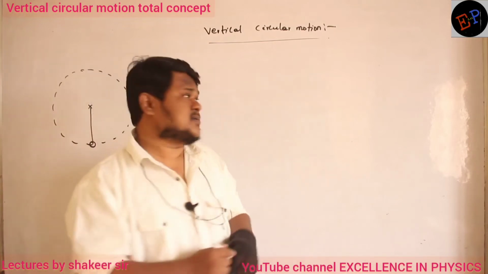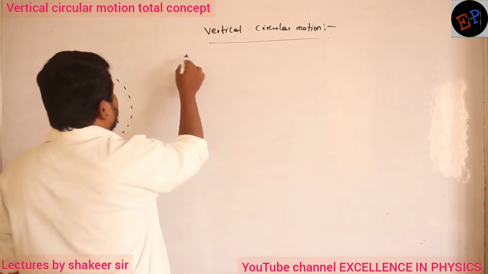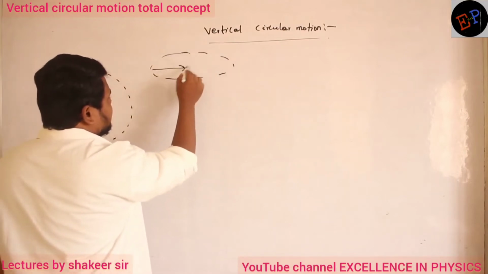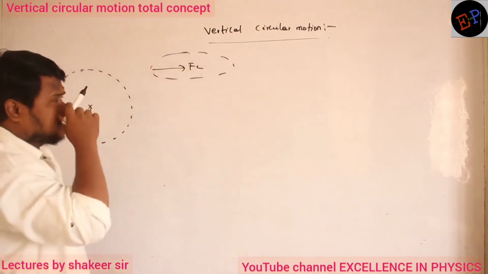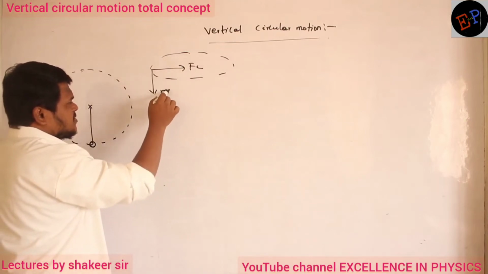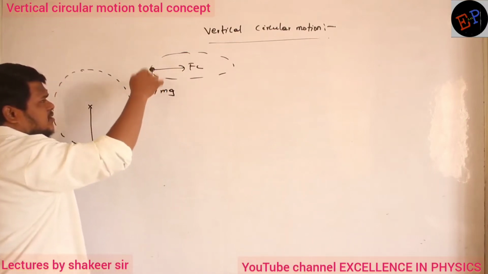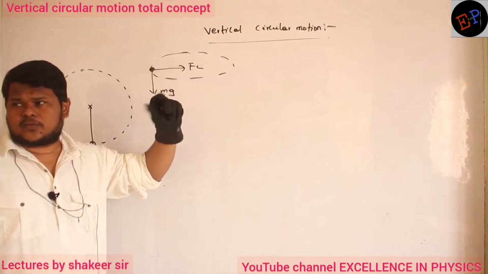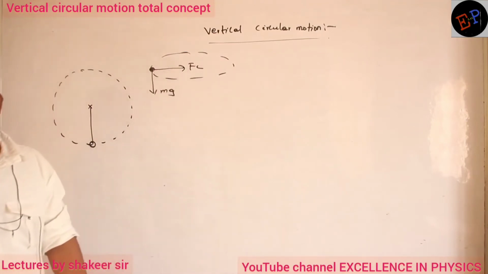What is the reason? Because when bodies move in a horizontal circle, they are moving like this. Centripetal force is acting towards the center, but weight of the body mg is acting in which direction? Weight of the body mg is acting in downwards direction. So mg, weight of the body, doesn't play any role in providing the centripetal force. Are you able to understand?